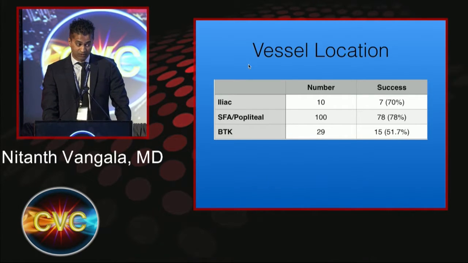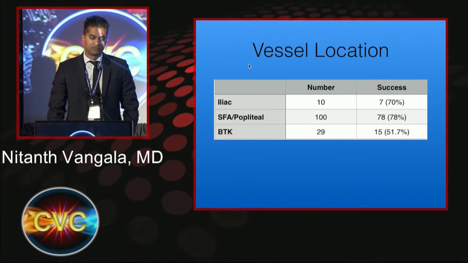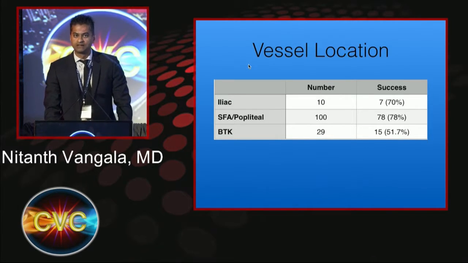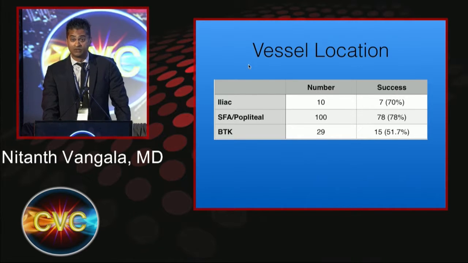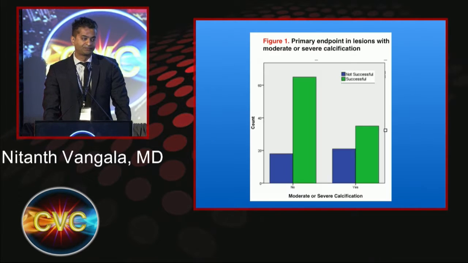Looking at the vessel location, the majority of our lesions were in the SFA and popliteal artery. There were 10 cases in the iliac artery, and there were 7 successes in that group. In the SFA popliteal group, there were 78 successes, a 78% success rate. We do see a drop-off as we go into the below-the-knee vessels, with a little bit more than half being a success.